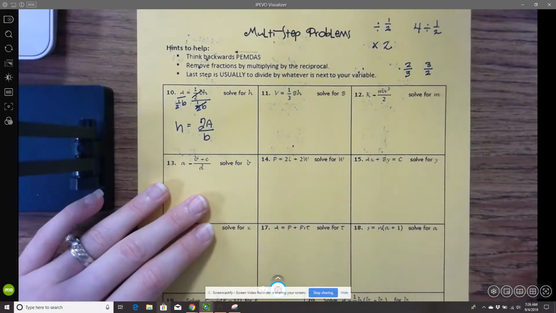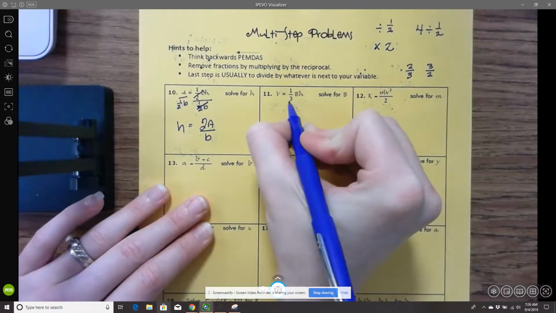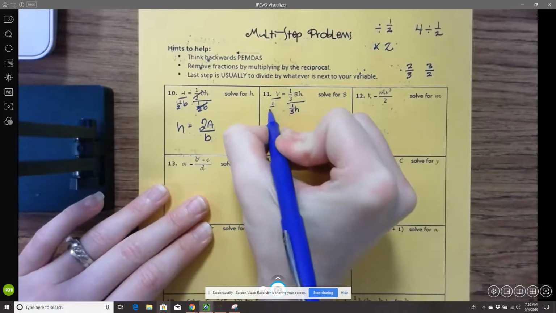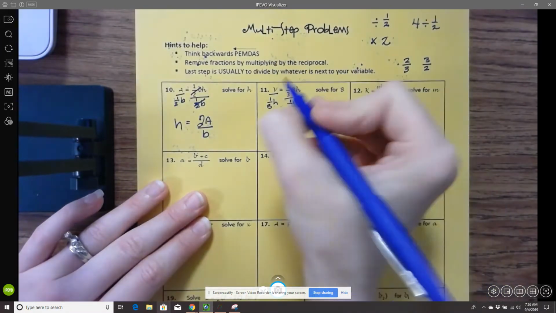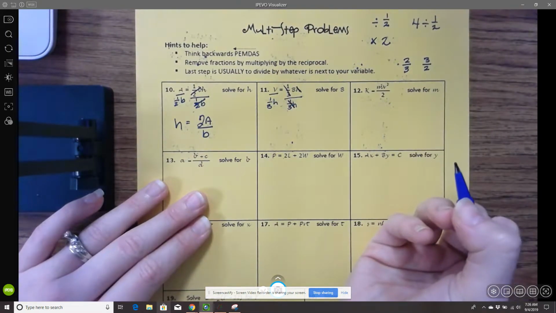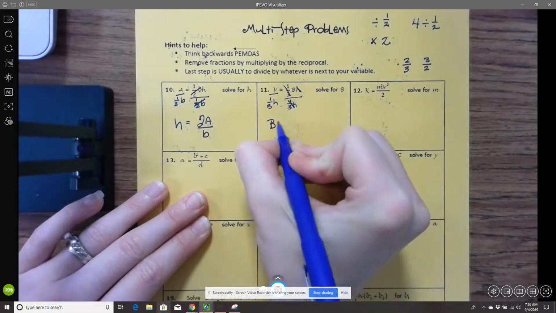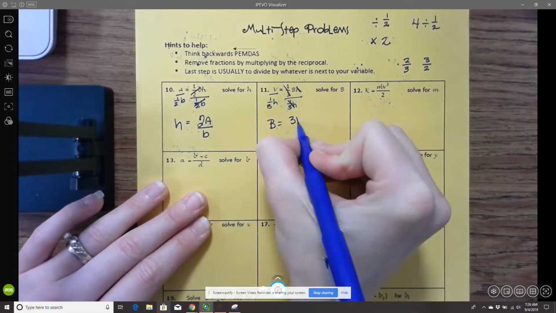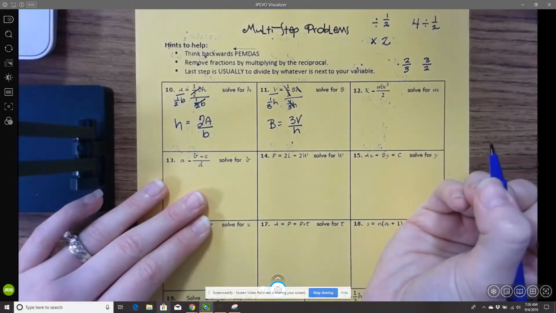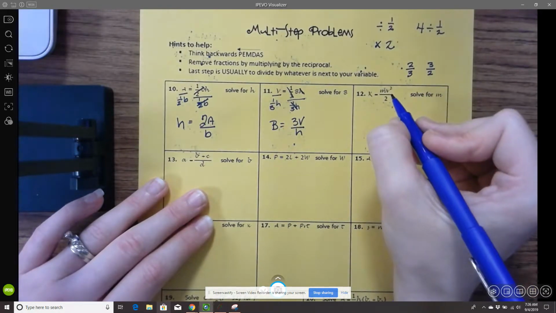So here we're going to solve for B. So I'm going to divide both sides by 1/3 H. But again, dividing by a fraction is the same as multiplying by the reciprocal. So B here would equal 3V divided by H.